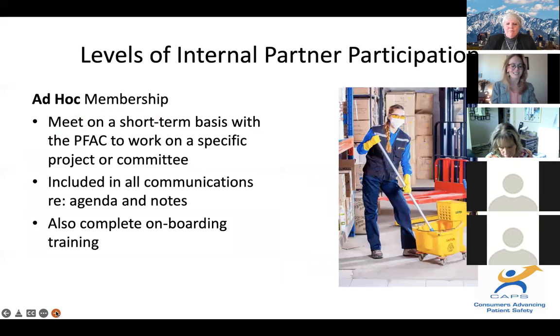Next slide. All right. So it's important to build a diverse PFAC and to include internal partners from, as I stated earlier, all touch points of care.